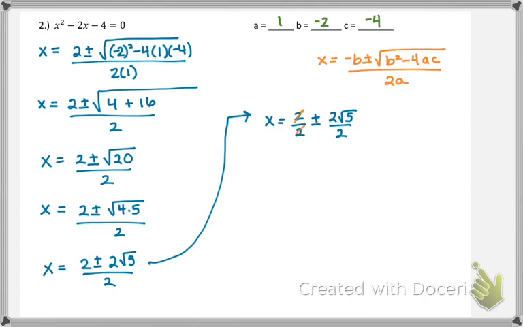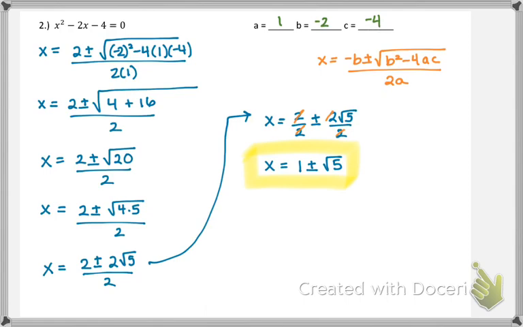So then 2 divided by 2 is 1, and 2 divided by 2 is 1. So you would have x equals 1 plus or minus 1 times the square root of 5. And those are your two solutions: 1 plus the square root of 5 and 1 minus the square root of 5.